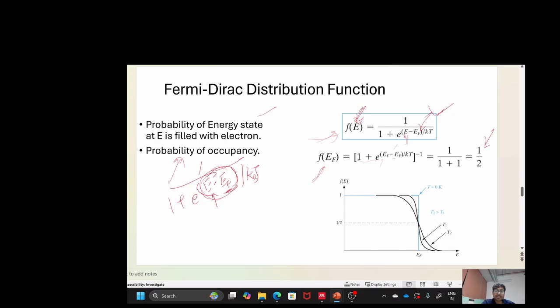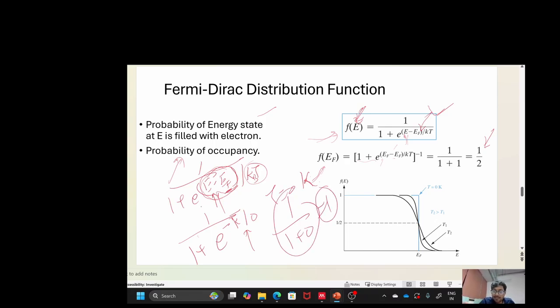Whatever we are looking for is at T equal to 0 Kelvin. So this term is negative and kBT is equal to 0. So what will come is 1 over 1 plus e raised to power negative of some constant divided by 0. This will go to minus infinity. E raised to power minus infinity is 0. So 1 over 1 plus 0 is equal to 1.